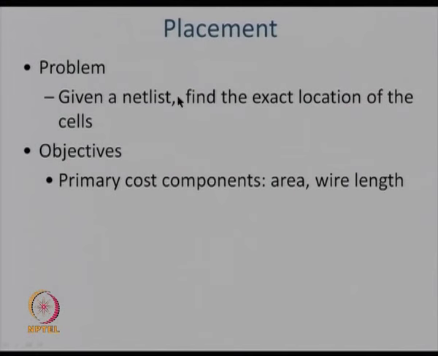So, placement is the problem where we are given a net list, a logic net list or whatever circuit, and we have to find the exact locations of the cells. The primary objectives are area and wire length. For intuitive reasons, we would like to minimize the area of the layout, because one typically wants VLSI chips as small as possible, and we would also like to minimize the wire length, either the total wire length or the maximum length of any particular wire. A combination of such objectives may be used for optimization. Wire length is directly related to the complexity of routing as well as the delay, the timing performance.